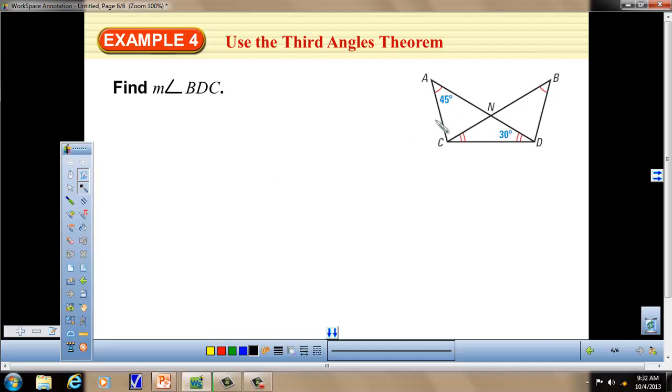And for a problem like this, it's kind of hard to see what's going on here. I want to see what BDC is. So if you get a problem like this where we have two triangles that are overlapping, the best thing for you to do is to go ahead and draw the two separately. So I'm going to draw that triangle, and hopefully it'll fix itself, or it won't. Let's try that again then.